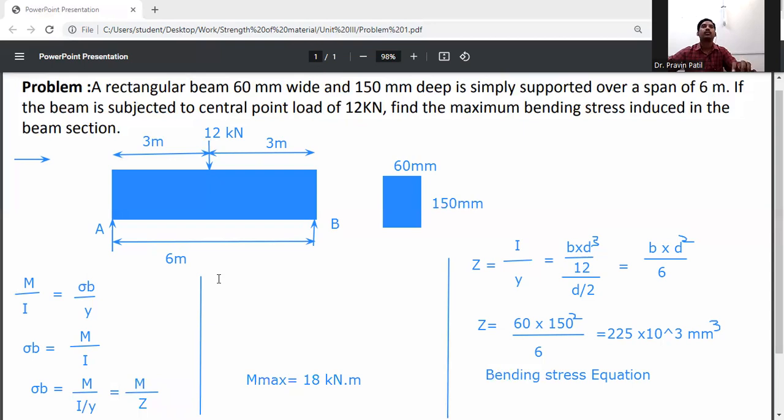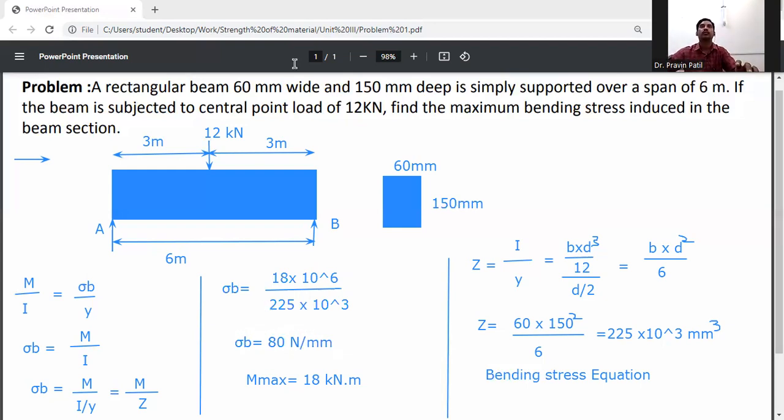Sigma b is equal to M by Z. So M, how much is it? M is 18 kilonewton meters, converted to newton mm: 18 into 10 raised to the power 6 newton mm, divided by Z, which is 225 into 10 raised to the power 3. So bending stress sigma b is equal to 18 into 10 raised to the power 6 divided by 225 into 10 raised to the power 3. So this is 80 newton per mm square. Bending stress is 80 newton per mm square.